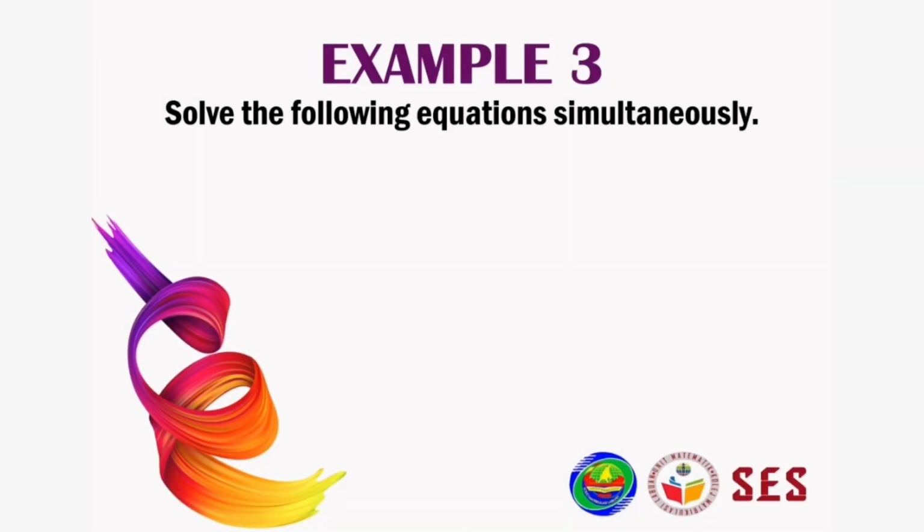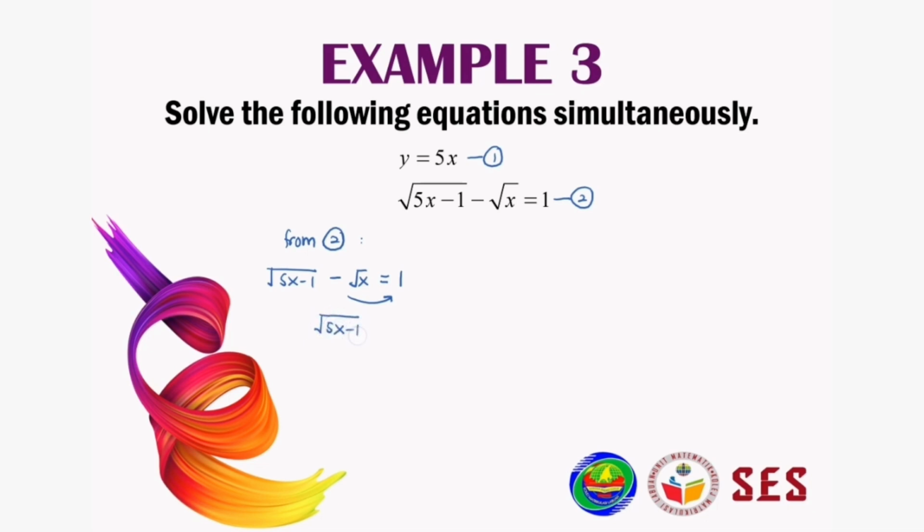Now, let us try to do example number 3. We need to solve for x and y, and this time we have square roots in the question. First, let us label this as equation number 1 and this as equation number 2. Next, we are going to use equation number 2 to find the value of x. We have square root of 5x minus 1 minus square root of x equals 1, and now we move square root of x to the right hand side. So we have square root of 5x minus 1 equals 1 plus square root of x.